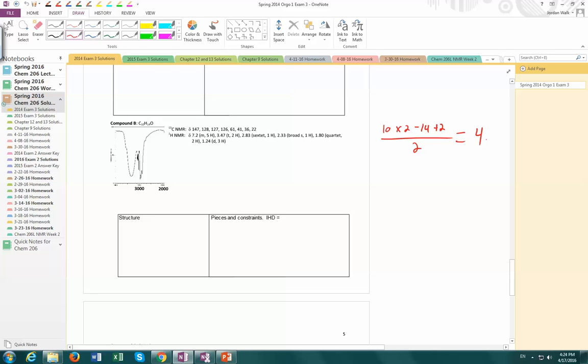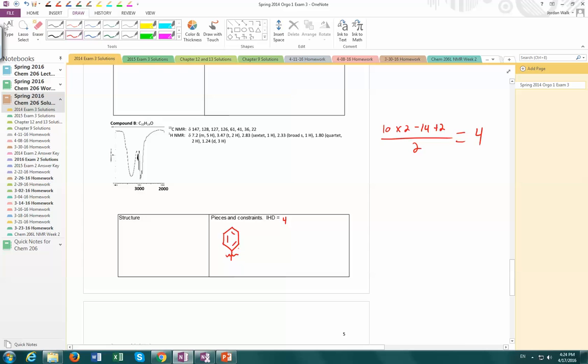And so where's our IHD coming from? Yeah, we definitely have a benzene, right? And so we're told we have 5 protons at 7.2 split into a multiplet. And so anytime you have 5 benzene protons, you definitely have this fragment. So it's going to be a monosubstituted benzene.